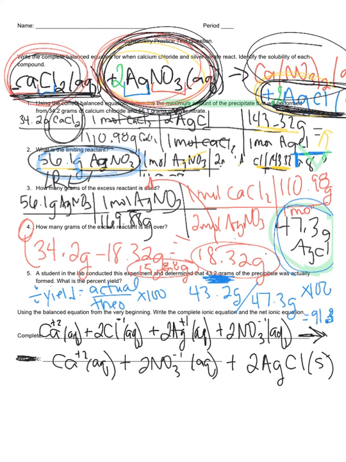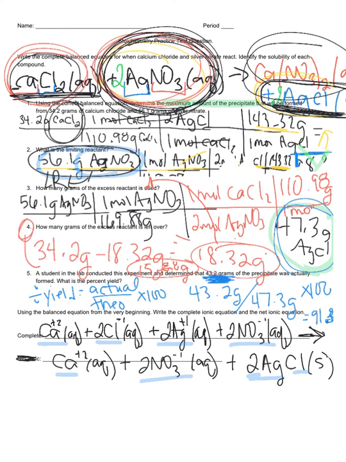So again, if it's aq, you break it apart and include the charge. If it's an s, g, or l, you leave it together. You need to make sure that everything matches left to right. What I mean by that is, if you have 1 Ca, you need 1 Ca. 2 Cl's, you need 2 Cl's. 2 Ags, you need 2 Ags. 2 NO3s, you need 2 NO3s.